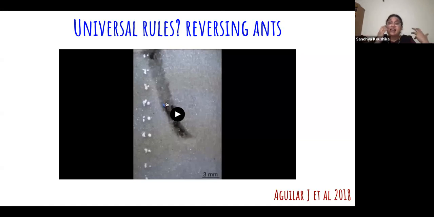Is reversing a strategy that you can use for bypassing traffic jams, at least locally for a little bit of time? And that's an interesting question for which we, of course, don't know the answer, because when you say something is a universal rule, you need many more examples than the one or two that I've showed you today. But certainly a very intriguing idea.